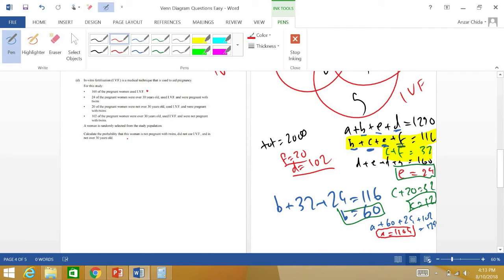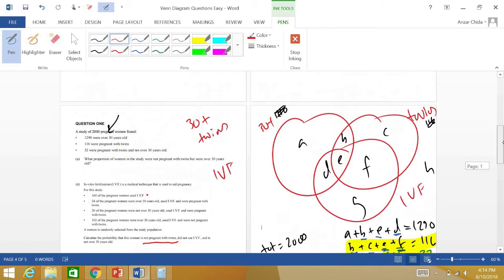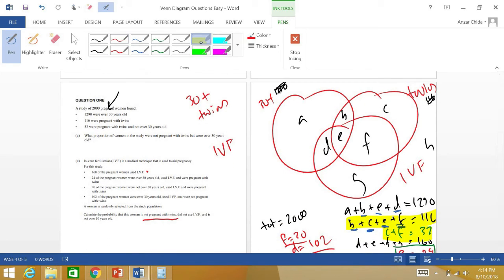Calculate the probability that a woman is randomly selected. Okay, so that's out of everyone, so it's out of 2,000. Is not pregnant with twins. Okay, this is going to be confusing. Not pregnant with twins, so that includes these ones, because it's not twins. Did not use IVF. So if she did not use IVF, these 4 do not count. So it's this one and this one still in play. And is not over 30 years old.